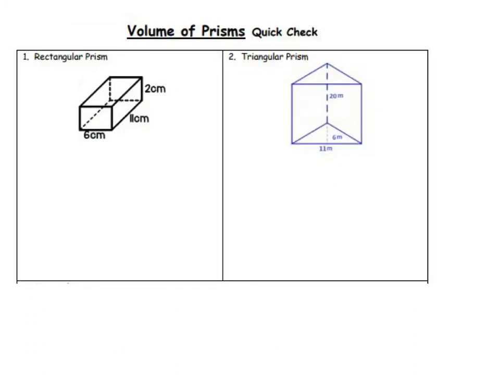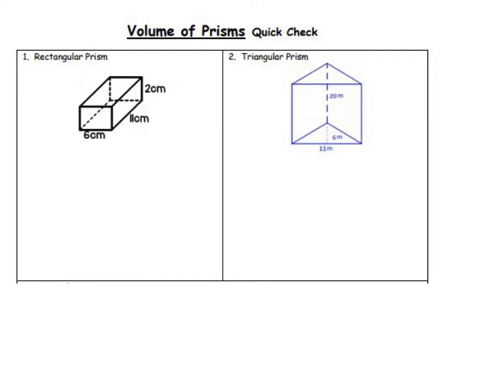Okay, so on Friday, I introduced volume of a prism. Last year we did volume of a prism, except we only did the rectangular prism. Now remember, a rectangular prism has bases that are rectangles. Triangular prisms have bases that are triangles. Remember those two.